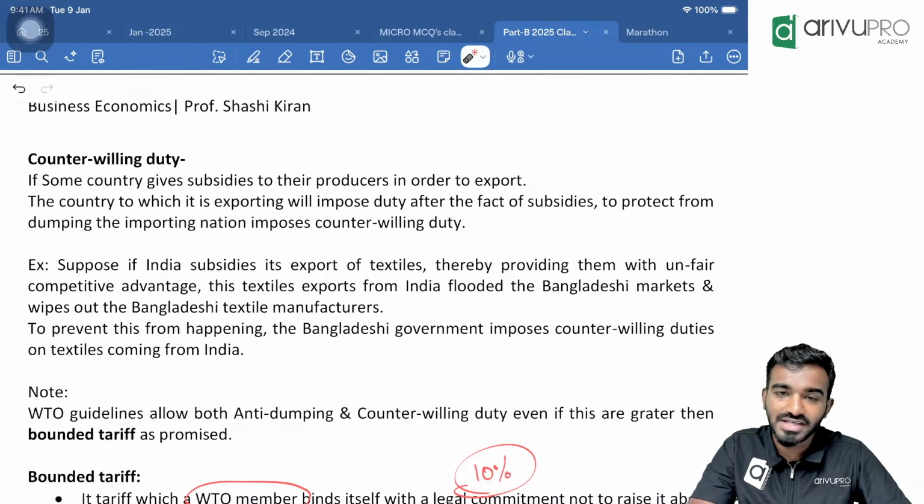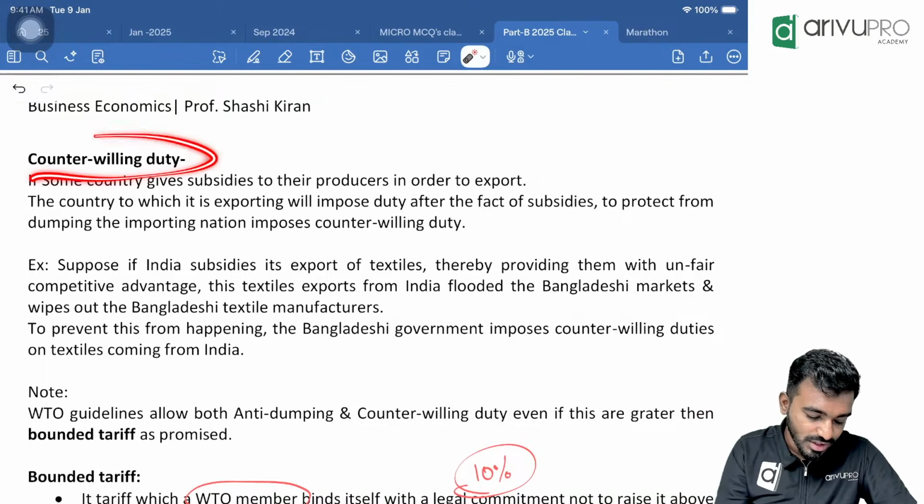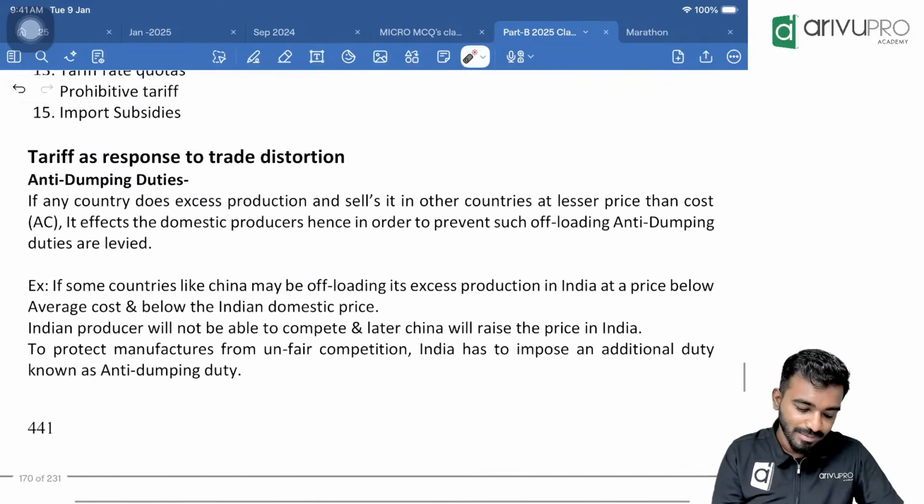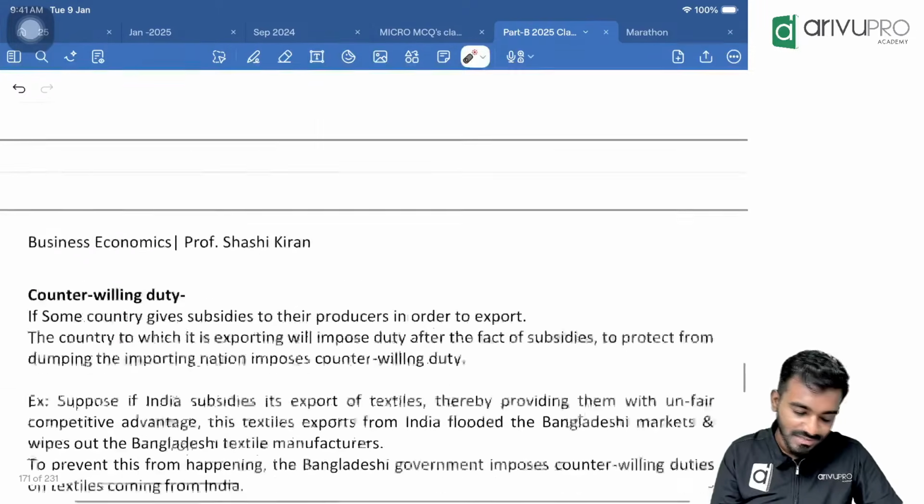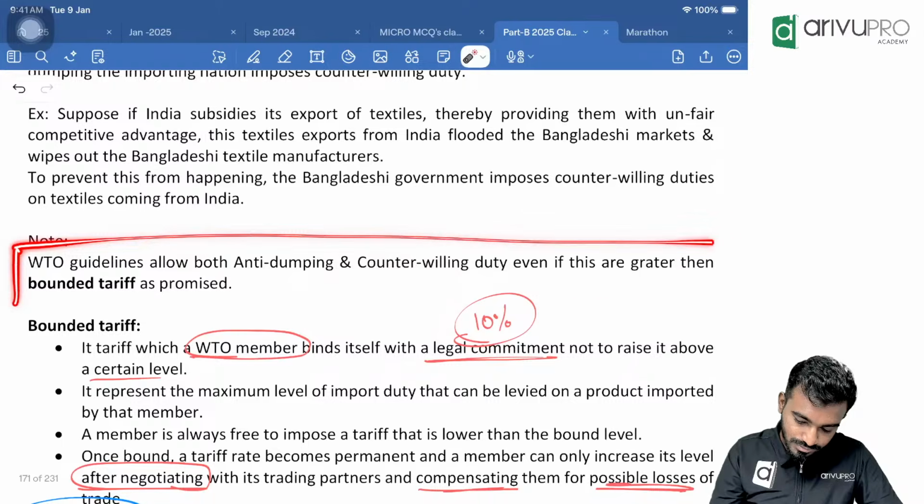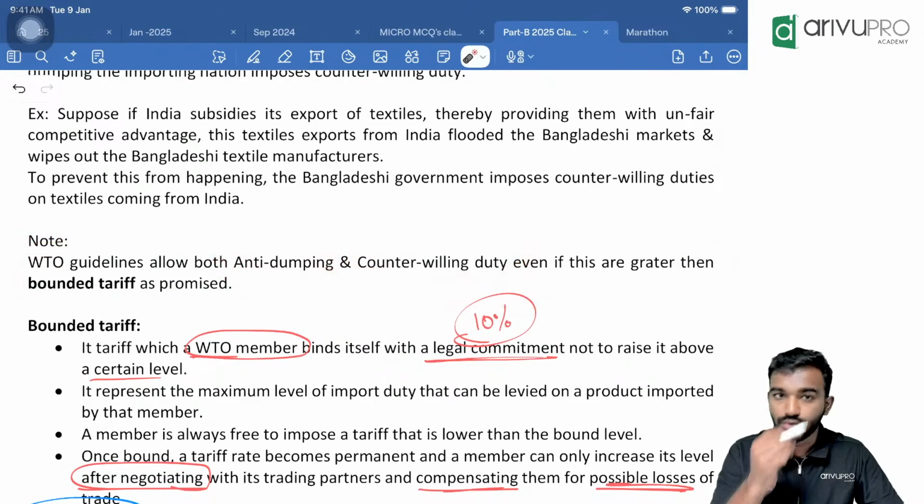So whichever textile comes from India to Bangladesh, the Bangladeshi government now imposes a duty over and above bounded tariff that is called countervailing duty, because of the subsidy element. Without a subsidy element, just a dumping activity, it is anti-dumping duty. With the subsidy element, it is countervailing duty. And WTO allows both anti-dumping duty and countervailing duty.